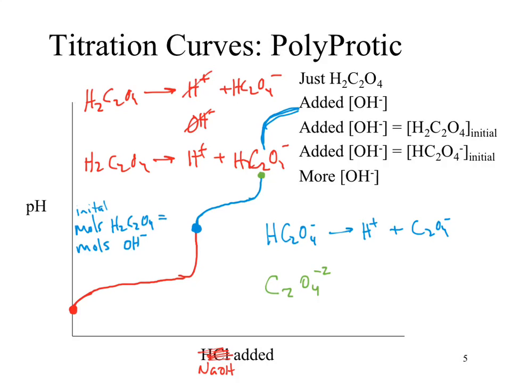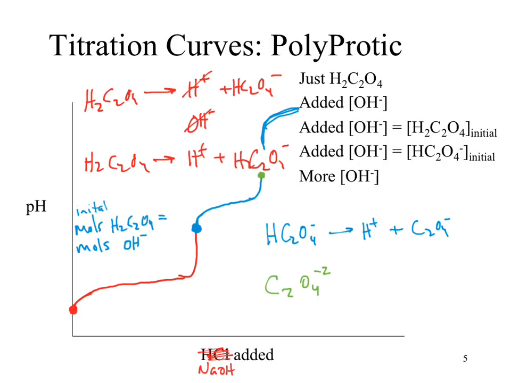Seems rather simple, but why is that important? I now know the initial moles of oxalic acid I started with. So if I didn't know the molarity of my solution, I could now determine it. Okay, so that's kind of nice. What about the green point? Ultimately the same idea.